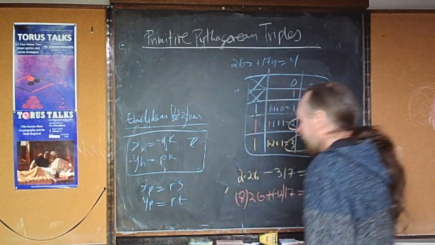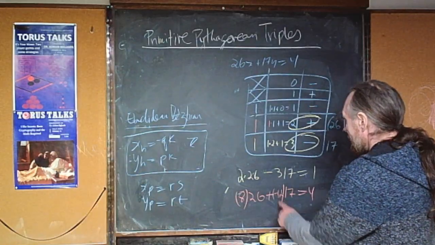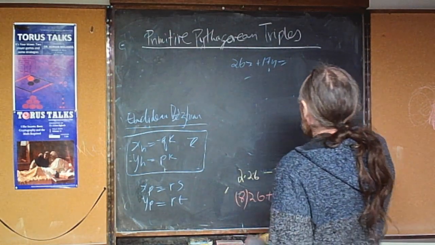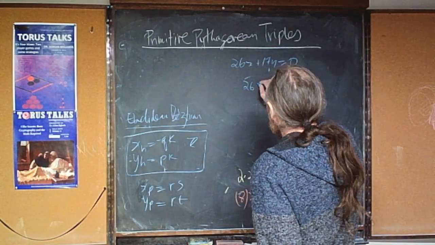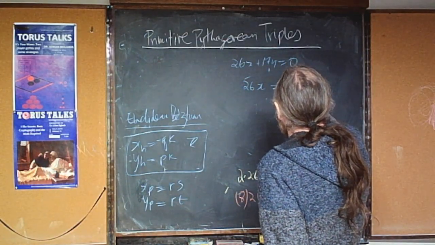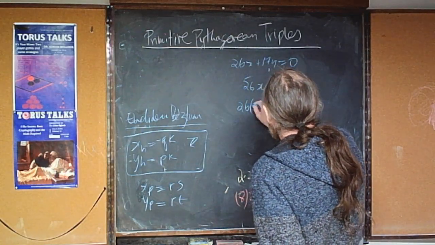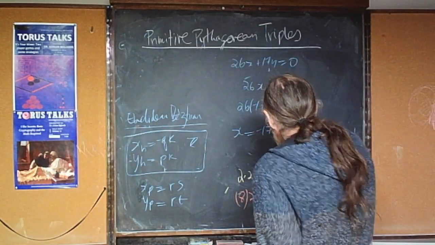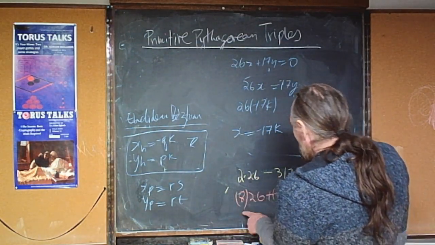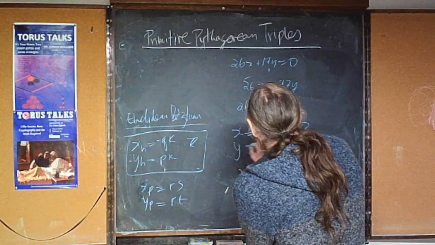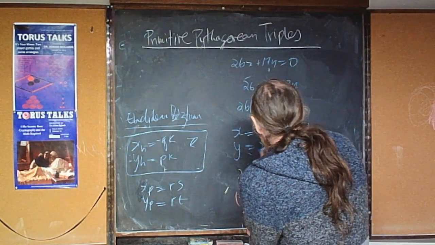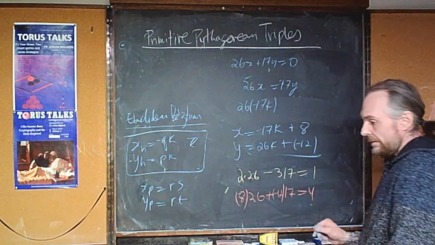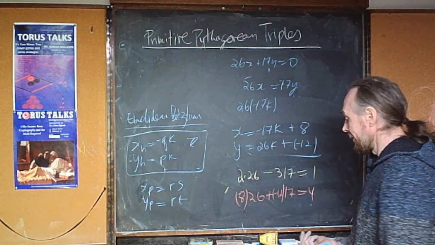X particular is now 8, and y particular is negative 12. And the homogeneous solution, if this is 0, is 26x equals negative 17y. So that says x is equal to negative 17k plus 8, and y is equal to 26k plus negative 12. That's how you solve linear Diophantine equations.